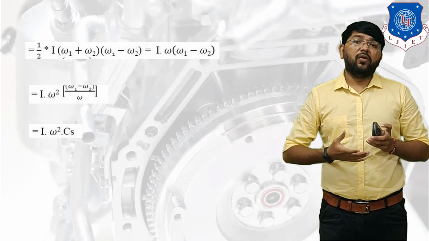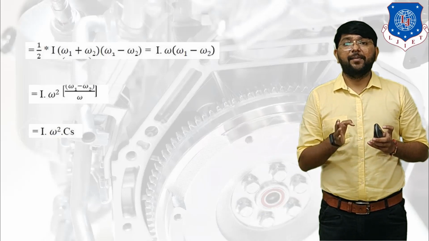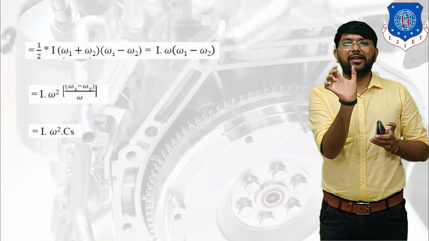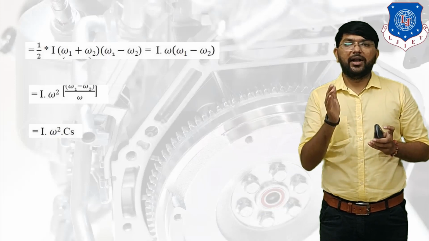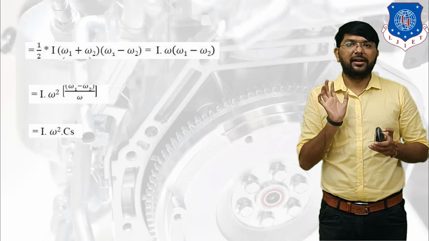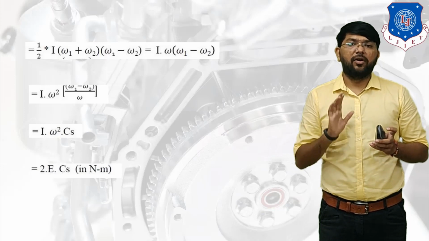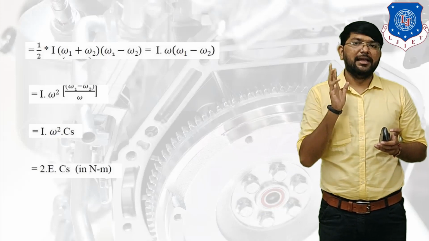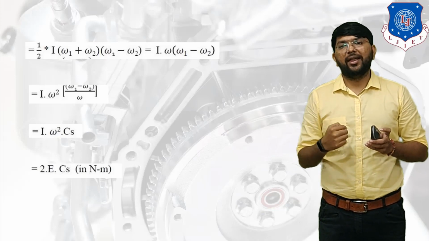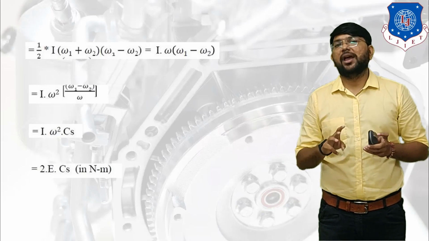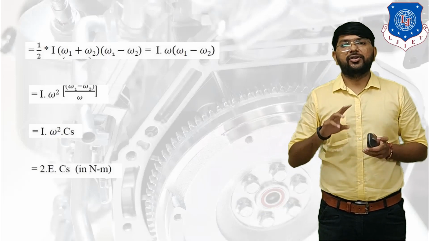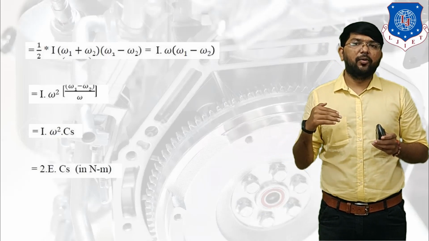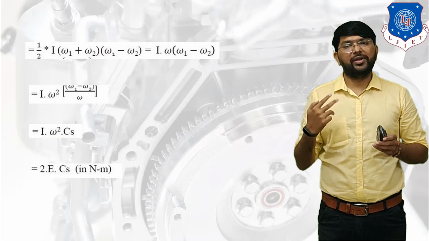Clear? Now we all know the equation for the mean kinetic energy, capital E, that is 1/2 Iω². But in our equation we have only Iω². So we multiply and divide this equation by 2. Then we can write this equation in the form 2E CS. We replace the value of 1/2 Iω² with capital E. So the third equation of maximum fluctuation of energy is 2E CS. So we have three equations of maximum fluctuation of energy. The first one is Iω(ω1 minus ω2), the second equation is Iω²CS, and the third equation is 2E CS.